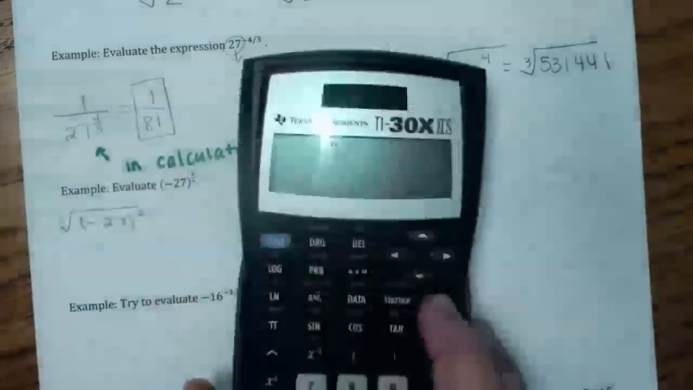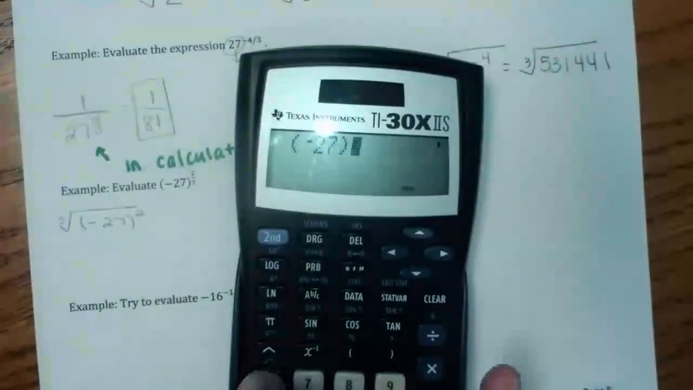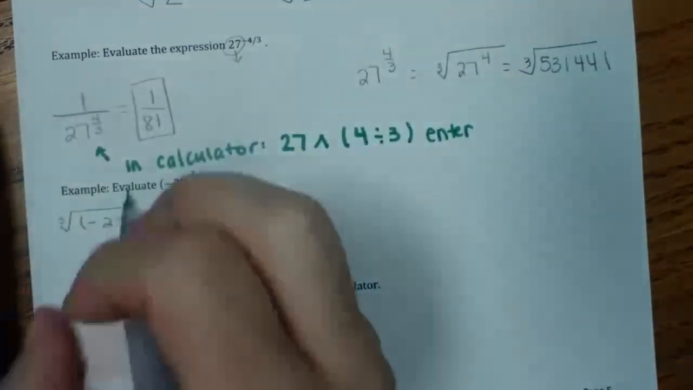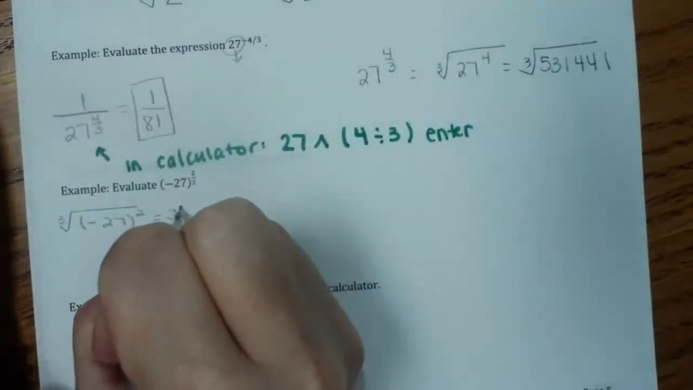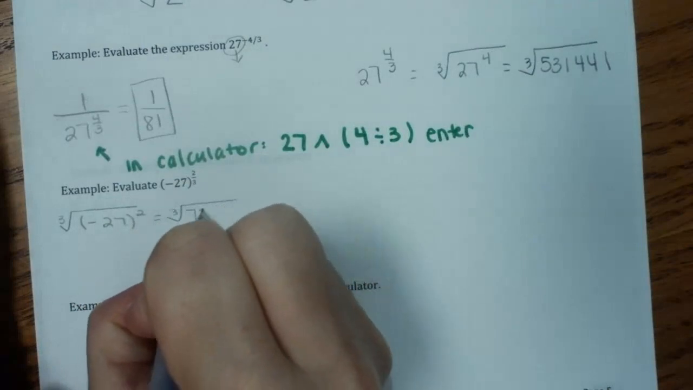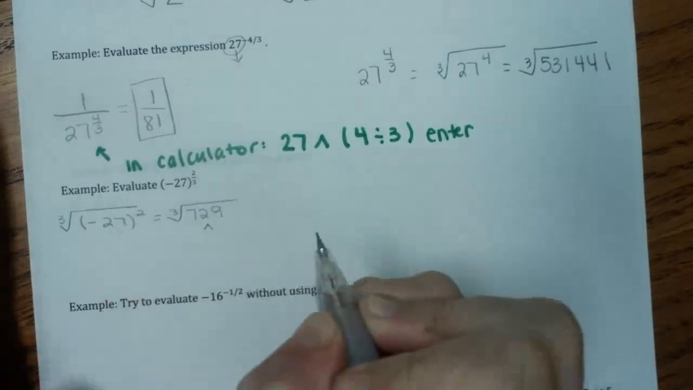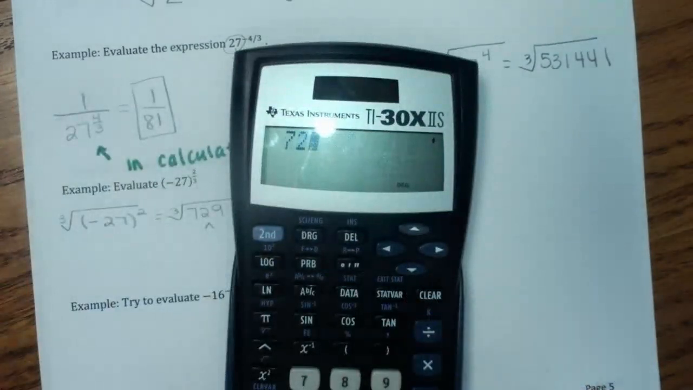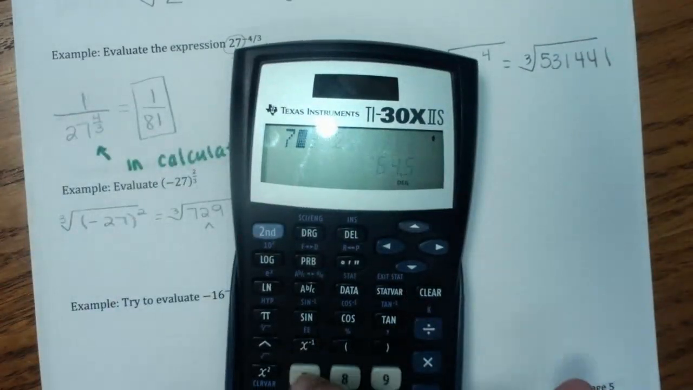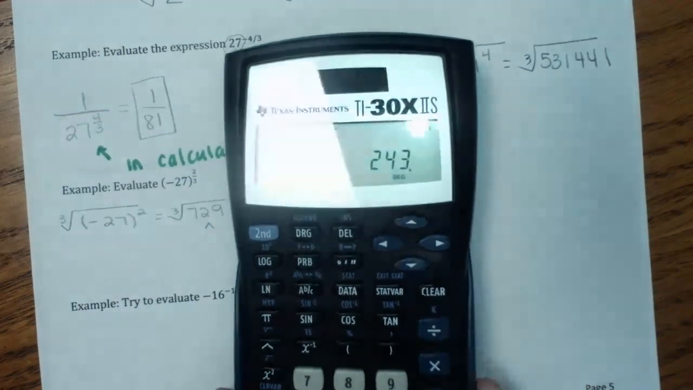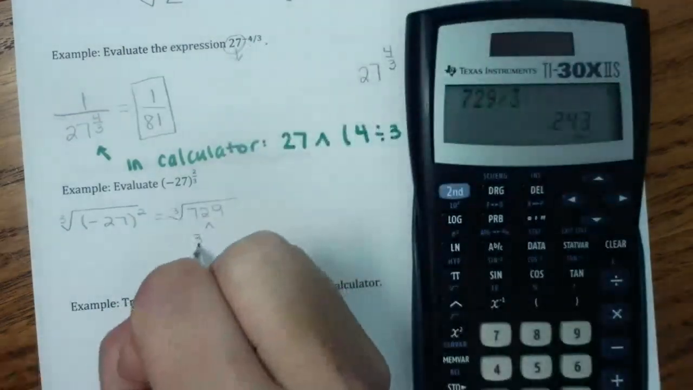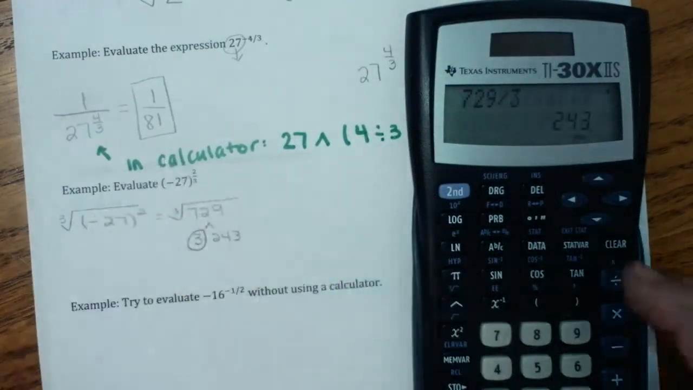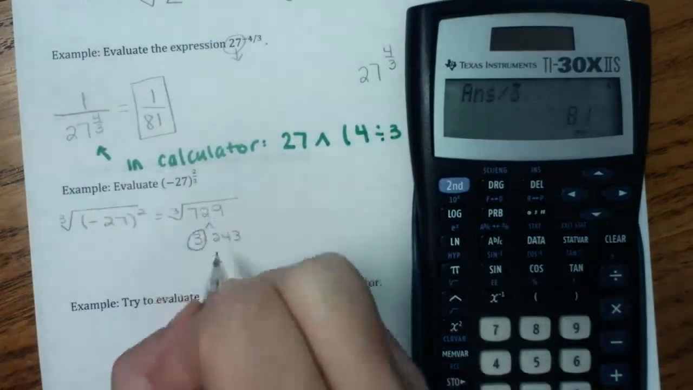So negative 27 squared will give us negative 27 times negative 27, which is 729. So we have the cubed root of 729. Let's break down that 729. 2 doesn't go into it. Let's see, 729 divided by 3. 3 times 243. Let's see, 243 would give us 3 times 81.